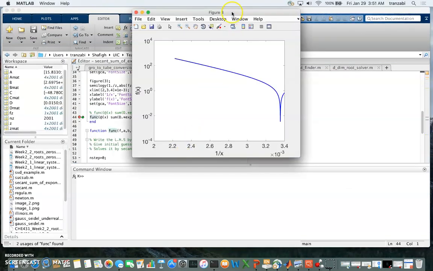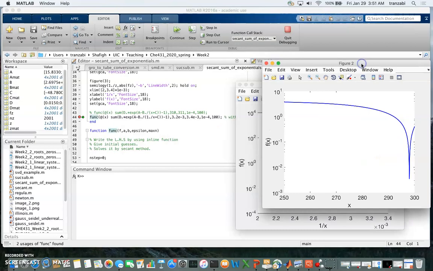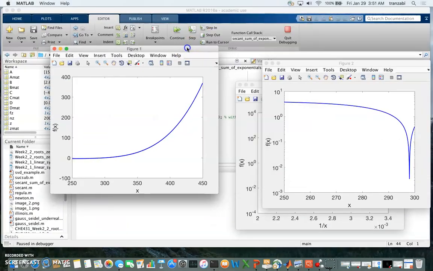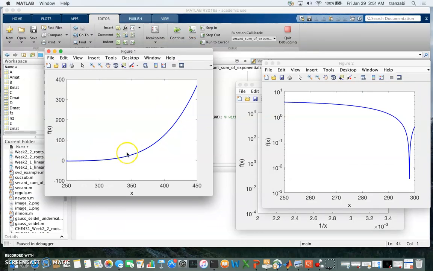Okay, so the function is this one. You see that it's actually going up very fast. Here's my x ranging from 250 to 450, and then my f of x varies from, let's say, 0 to 400. So this is a rather large range, and if you want to do something like Newton's method or other methods, we better use a more linear function than a nonlinear one.